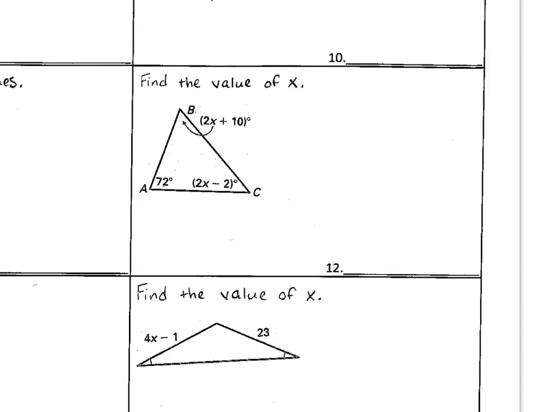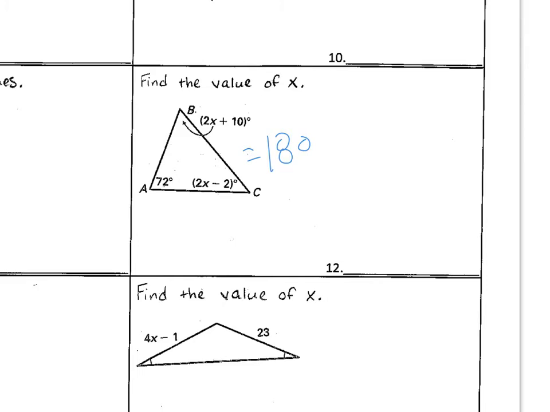In number 12, you want to find the value of x. Okay, so we give you all the angles. This is 2x plus 10, c is 2x minus 2, and a is 72. Now remember, all three added together are going to equal 180 degrees. Okay, so set up your equation and solve for x.